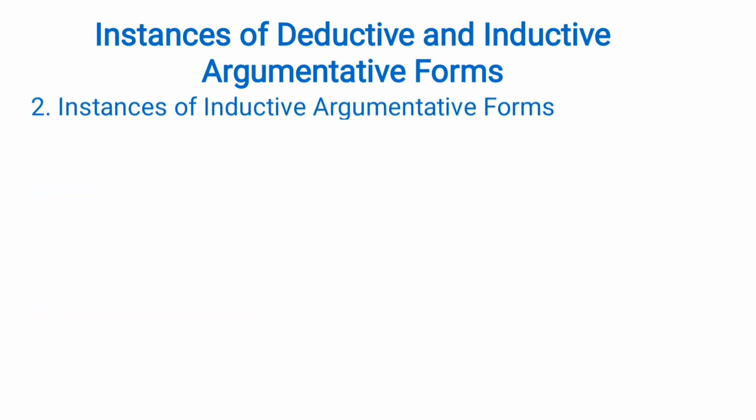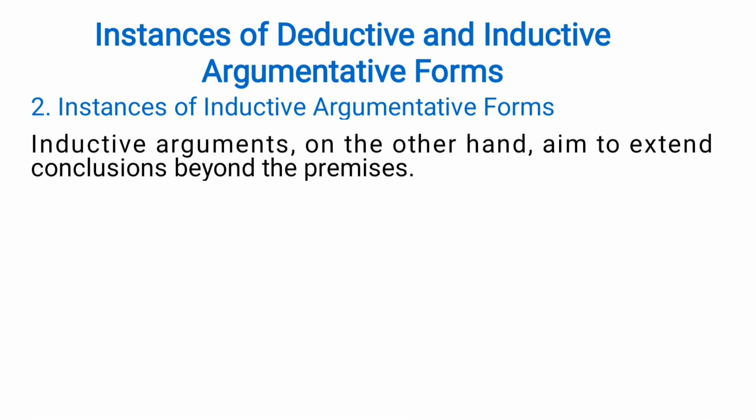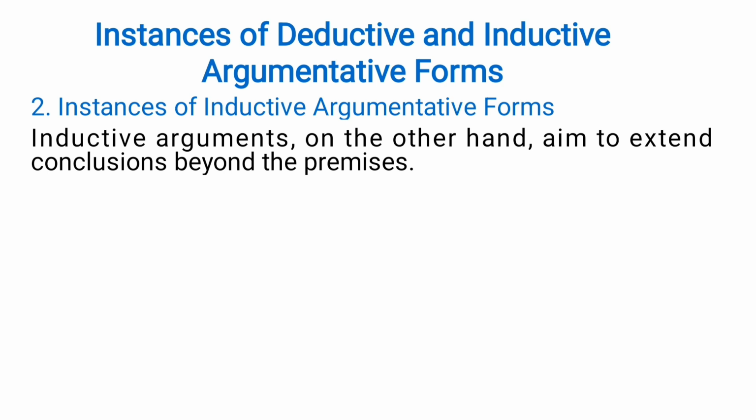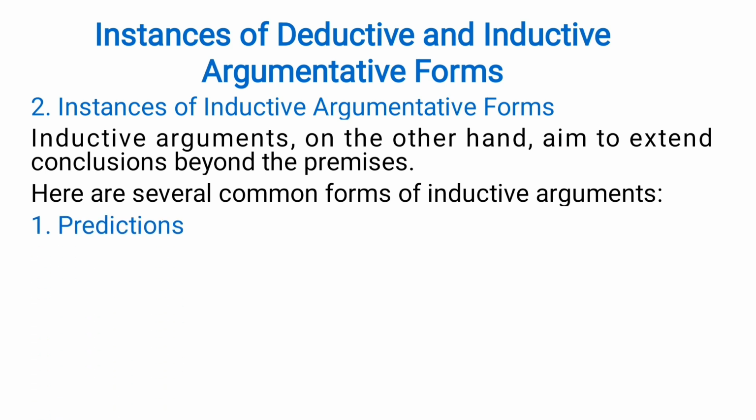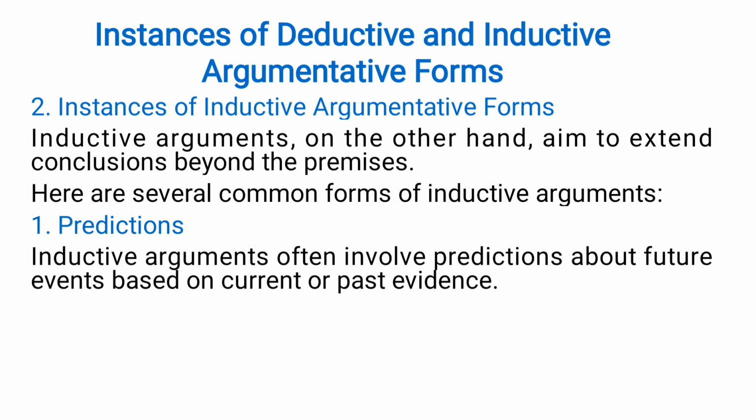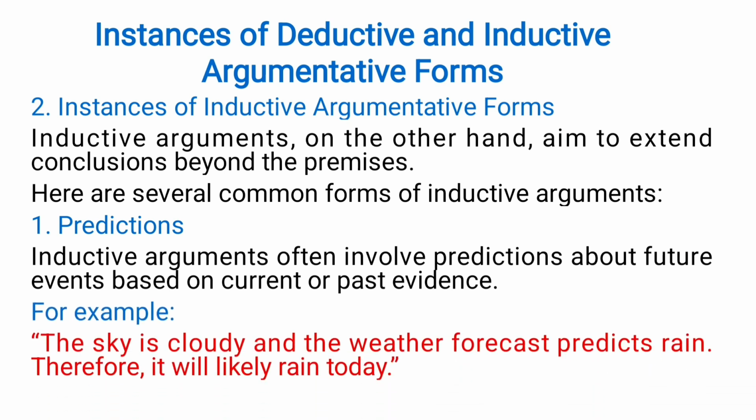Then let's proceed to instances of inductive argument forms. Inductive arguments, in contrast to deductive arguments, aim to extend conclusions beyond the premises. And here are several common forms of inductive arguments. The first one is prediction. Inductive arguments often involve predictions about future events based on current or past evidence. For example, the sky is cloudy and the weather forecast predicts rain, therefore it will likely rain today.